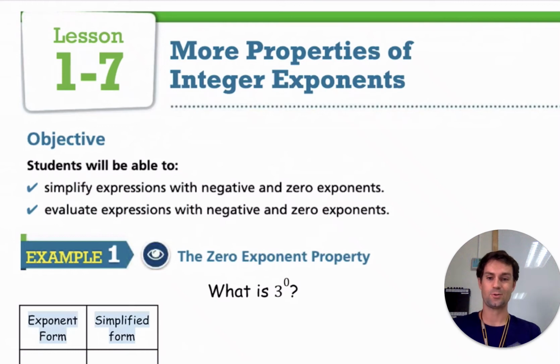All right, hi class. So today we're going to be looking at lesson 1-7. We're going to be looking at more properties. I don't know why they call this more properties of integer exponents. That gives us no description except that we're doing more integer exponents. So really what we're going to be looking at today is how to simplify expressions with negative exponents and zero exponents. Those are the two main concepts that we're going to be looking at today.